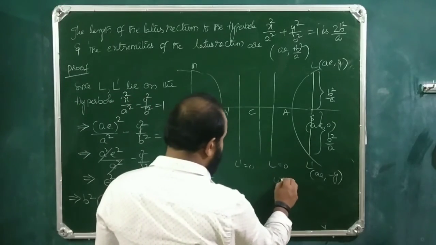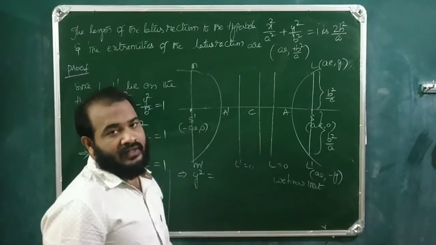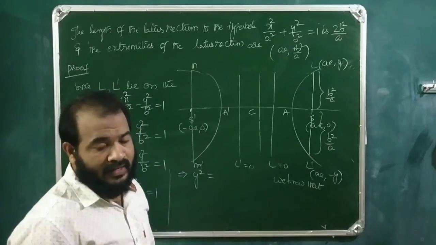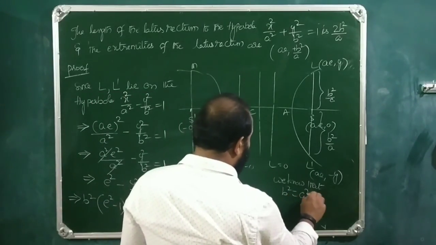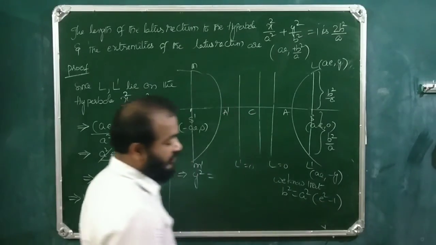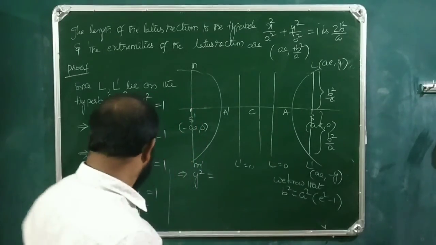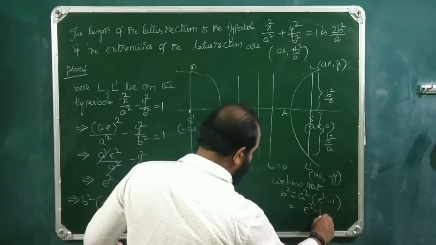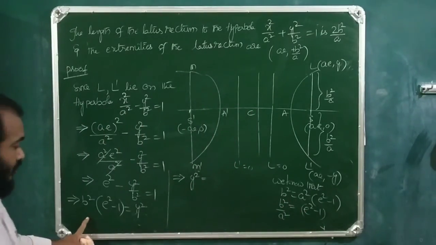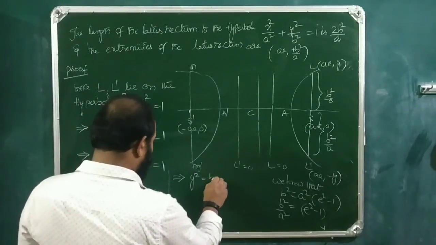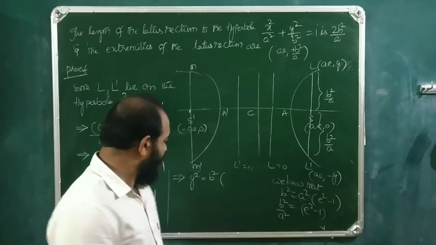we know that for the hyperbola x square by a square minus y square by b square equals to 1, b square is equals to a square into e square minus 1. We have proved this also in the derivation of the hyperbola. So from this, e square minus 1 is b square by a square. So b square into, in the place of e square minus 1, I will replace it with b square by a square.